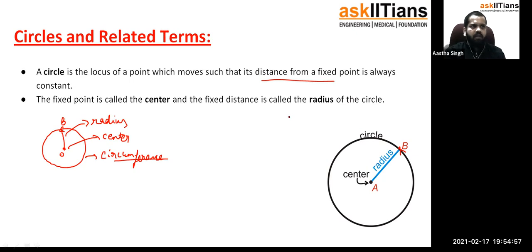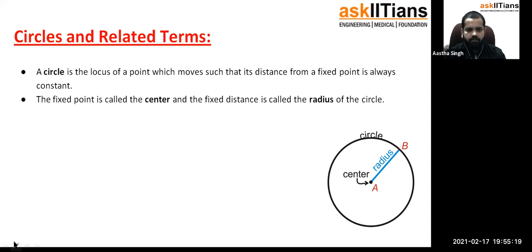If we discuss what a circle is in very simple terms, like how to define a circle: just take a line and fix it at one point, and just revolve your line, you will get a circle. Take a fixed line, fix it at a center, and just revolve it, you will get a circle. This is your radius. Your fixed point is known as your center.